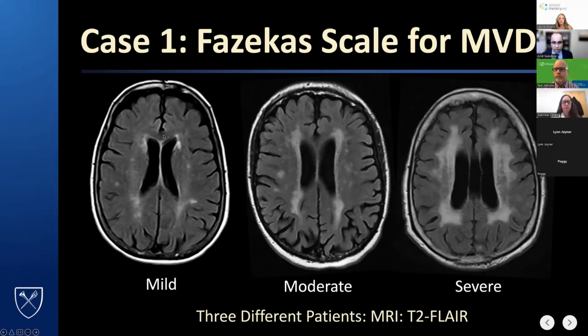The Fazekas scale, which is commonly used for grading microvascular ischemic changes: mild is when it's really just punctate, moderate when it's equally punctate and confluent, and severe when it is almost entirely confluent. So that's the scale that we're using when we describe this.